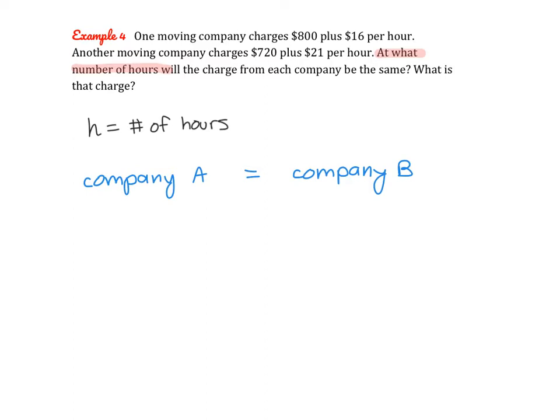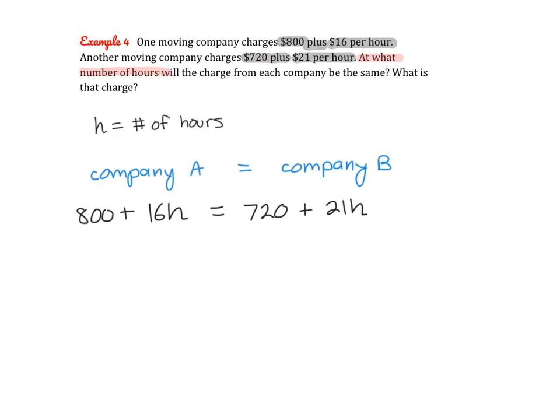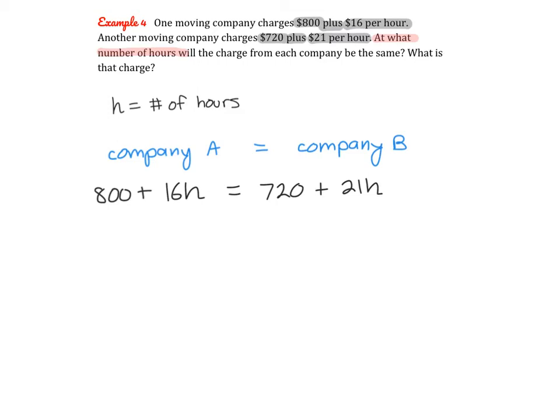So company A, it says they charge $800, so that's that flat rate fee no matter what. And then it says plus, so we can do a plus sign, $16 per hour. So remember, the word per tells you to multiply. So we do 16 times the number of hours, which we're calling H. Company B, the second company, charges $720 plus $21 per hour. So we can say 720 plus 21 times H, the number of hours. So now we have our equation, and all we need to do is solve.